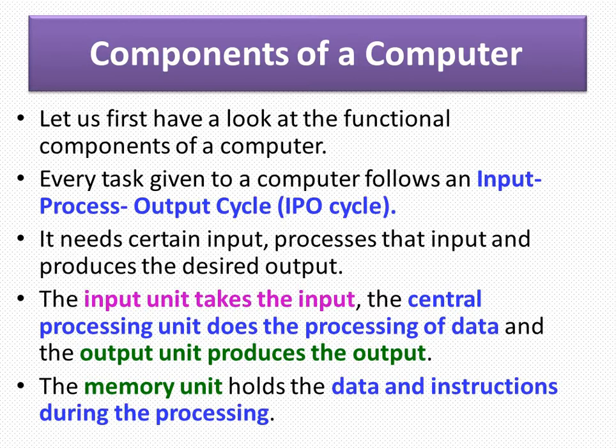The input unit takes in the input. The central processing unit or the CPU does the processing of the data, and the output unit produces the output. And the memory unit of the computer holds the data as well as the instructions to operate on the data during the processing. So, the computer works in a cycle called the IPO cycle, or the input process output cycle.